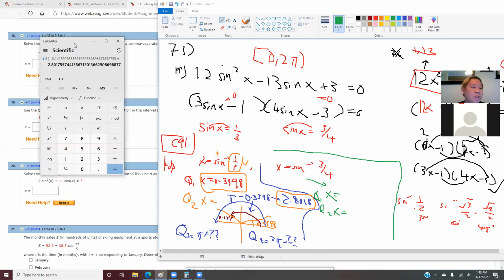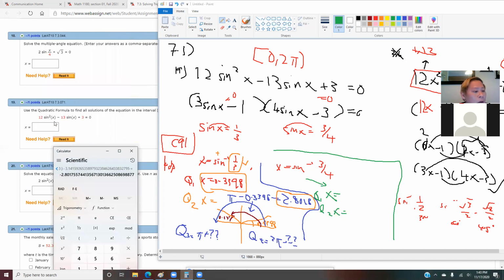Only this question number 19 requires you to use your calculator. You do not need to use the quadratic formula on the other one. I think you can factor it. Yeah, you can factor this. Factoring will be quicker.